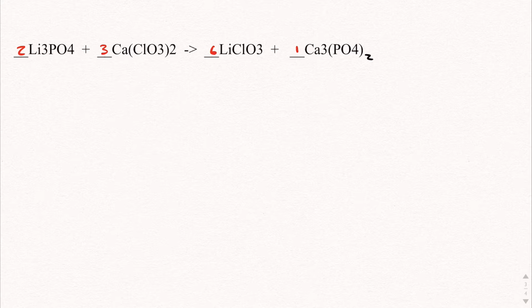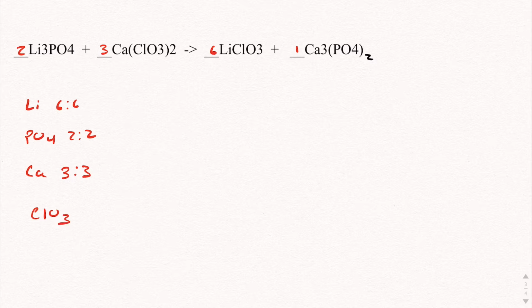Now let's do our check. For Li, we are 6 to 6, left and right. For our PO4s, we have 2 on the left, 2 on the right. For our calciums, we have 3 on the left and 3 on the right. And for our ClO3s, we are 6 on the left and 6 on the right. This equation is now balanced.